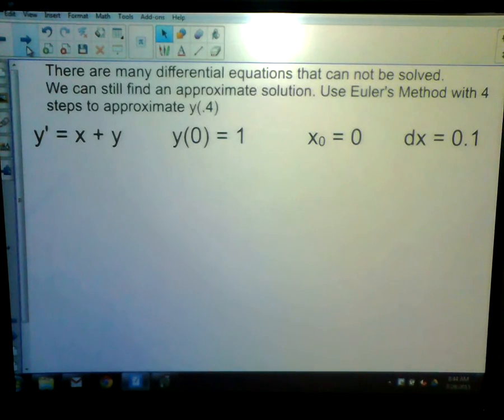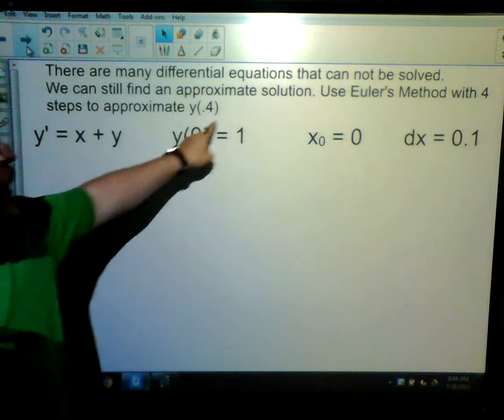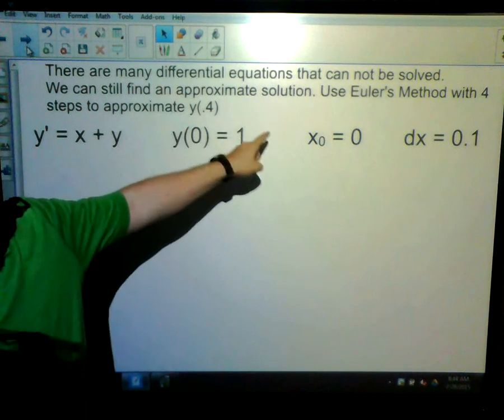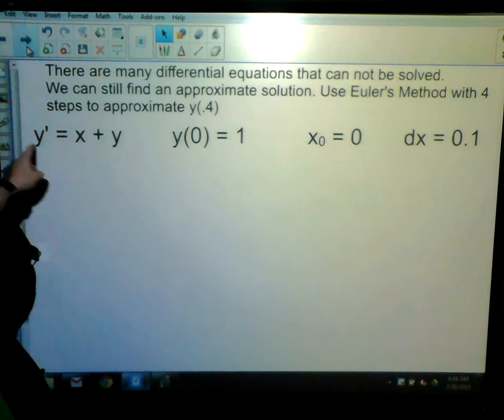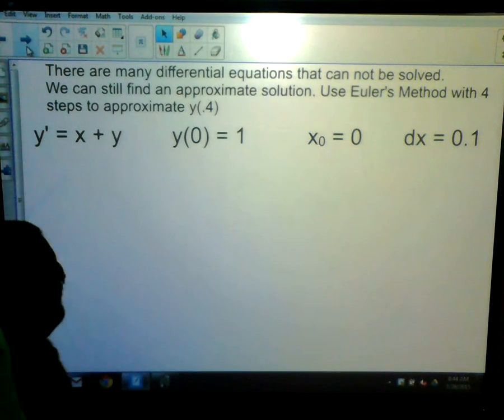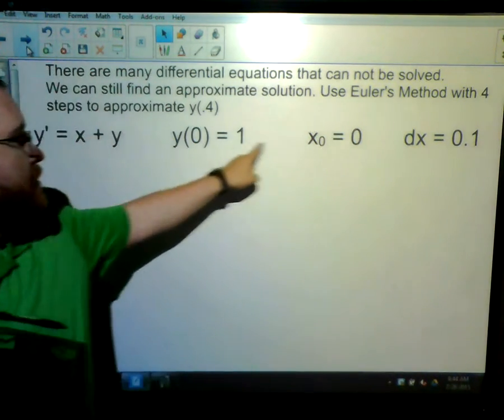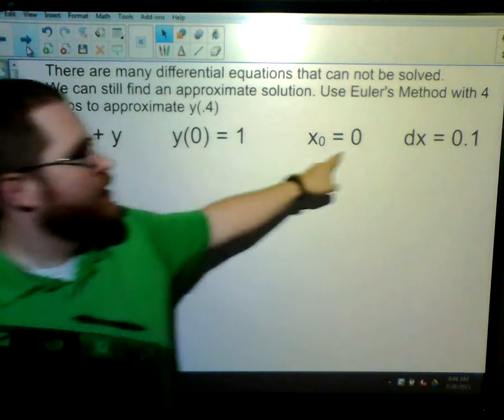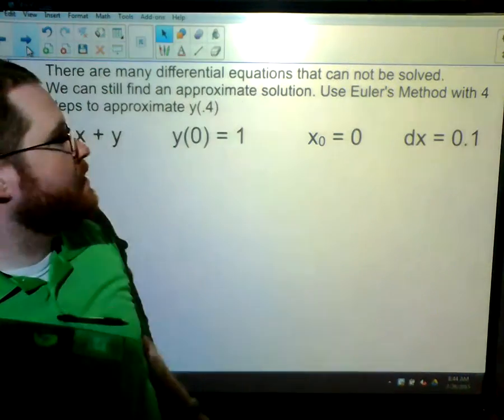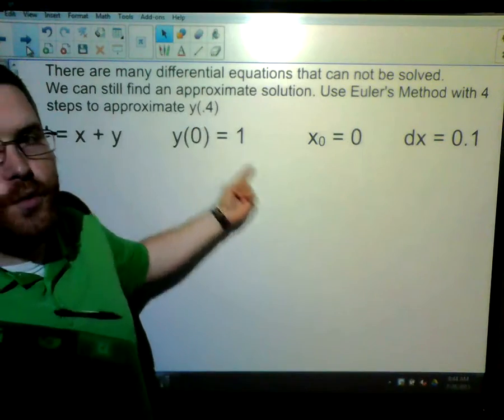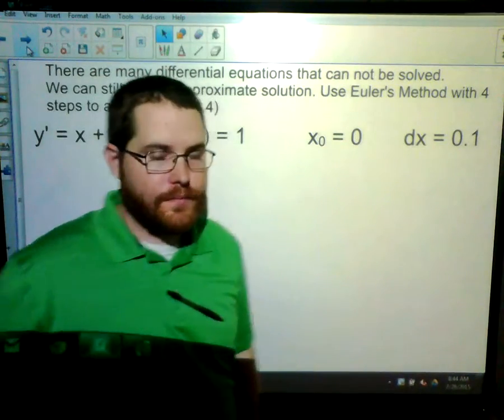There are many differential equations that cannot be solved. We can still find an approximate solution. Let's use Euler's method with 4 steps to approximate y of 0.4. Well, I need 2 things. I need a point to start with, (0, 1), and I need a derivative, and I have that. I really already know this information because it tells me right here, and this gives me a hint. If I'm going 4 steps to get to 0.4, then I'm counting by 0.1.